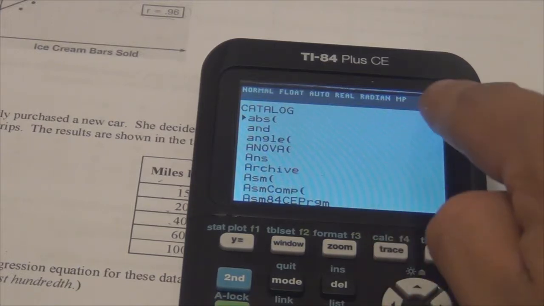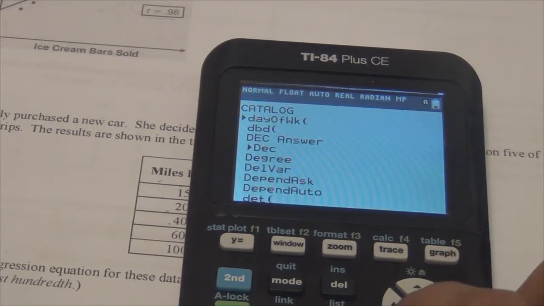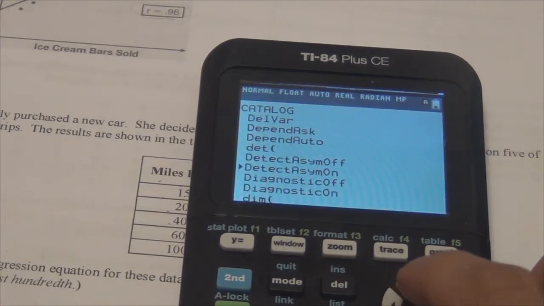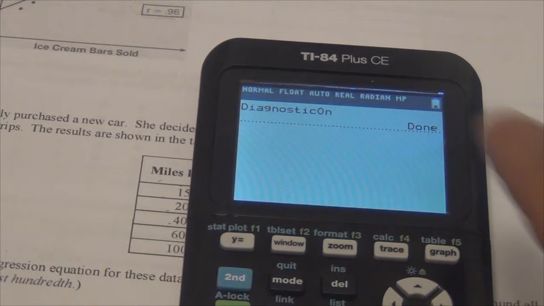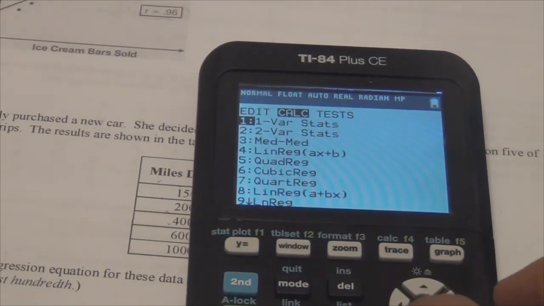or you could see that the A is activated. That's the alphanumerical, that means the letters. So I'm gonna go to the D. D right here. And now it jumped all the way to the D. And I'm gonna go to the diagnostics. See that? And you want them on. So you press enter, and you press enter again, and it's gonna tell you that the diagnostics are on. Anyways, let us go back to our regression.